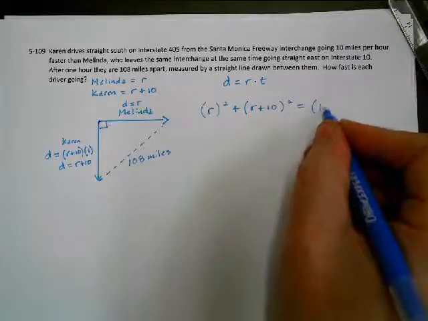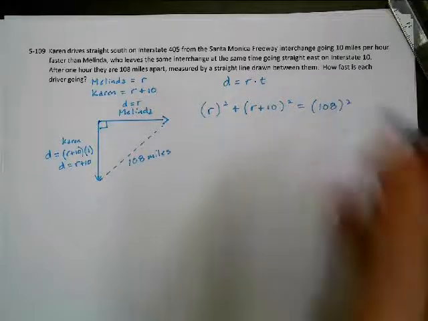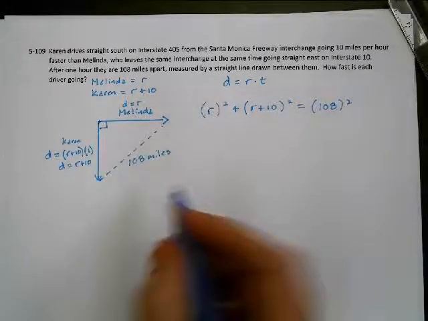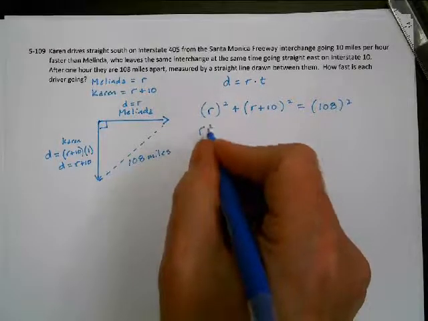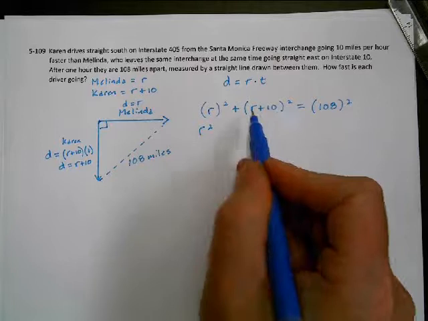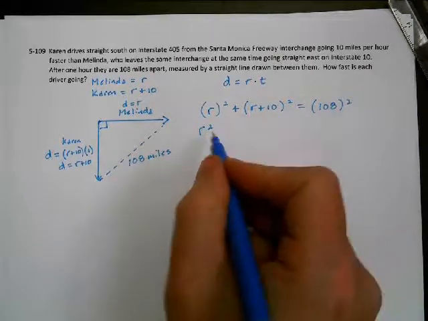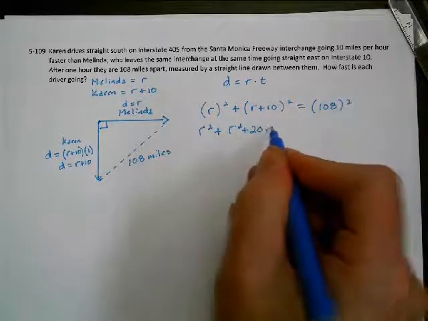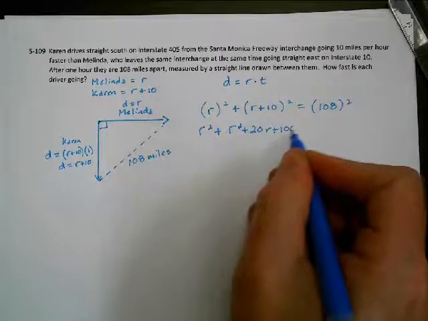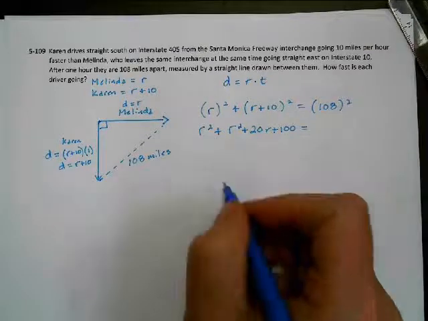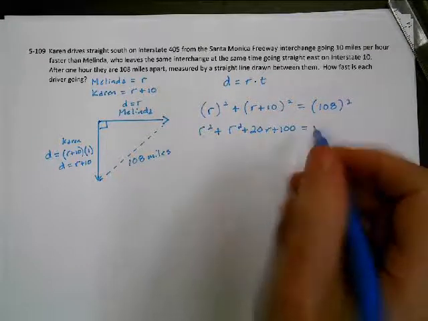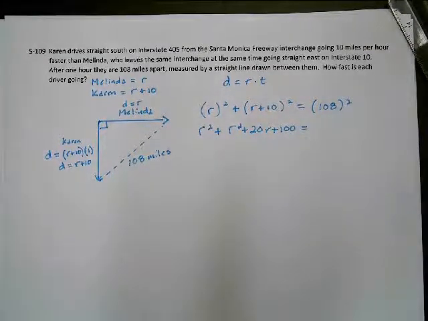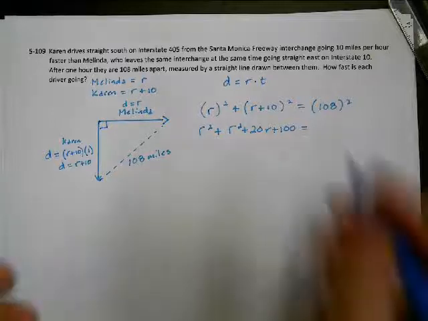All right, work these out. This is just R squared. This one here, R plus 10 times R plus 10 is R squared plus 20R plus 100. If you do the area model, you'd see that's what you get for this one. And then 108 times 108, I can't do that in my head. 108 times 108, 11,664. So we get that.